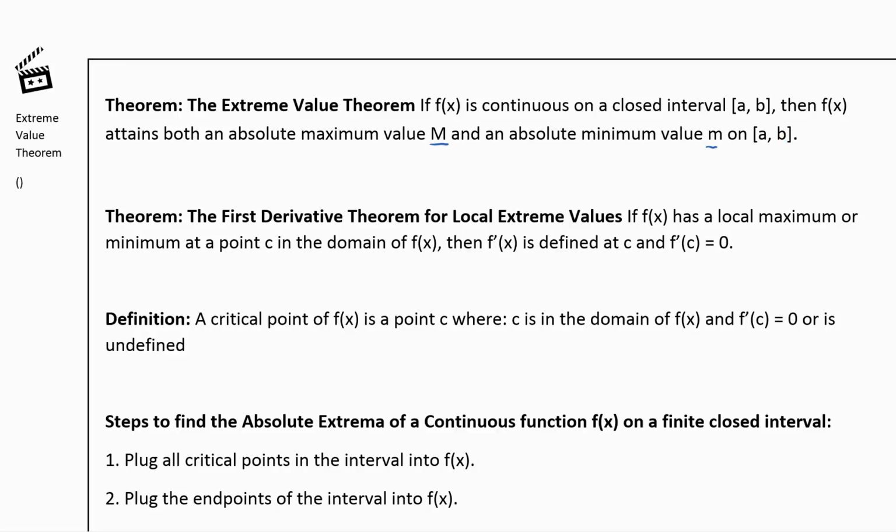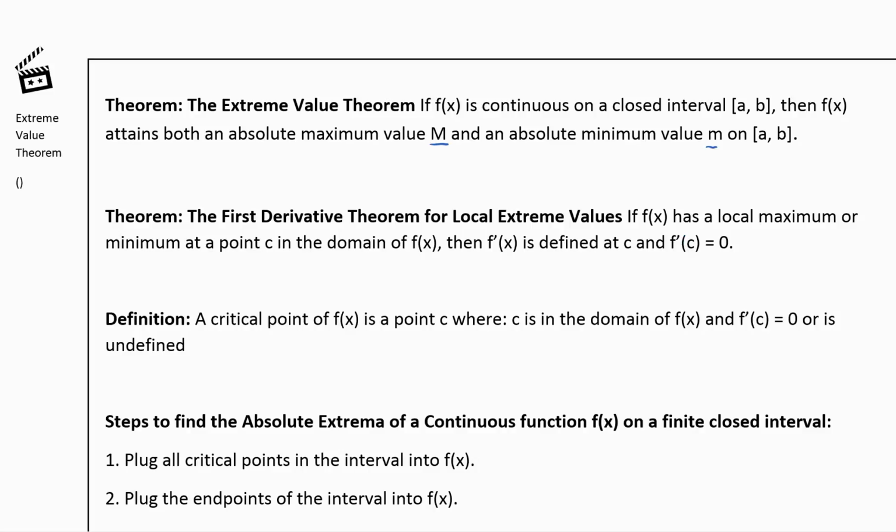Okay, now we're going to learn about one way that we can at least find local maximums or local mins. This is called the first derivative theorem for local extreme values. If f of x has a local maximum or a local minimum at a point c in the domain of f of x, then f prime of x is defined at c and f prime of c is 0.